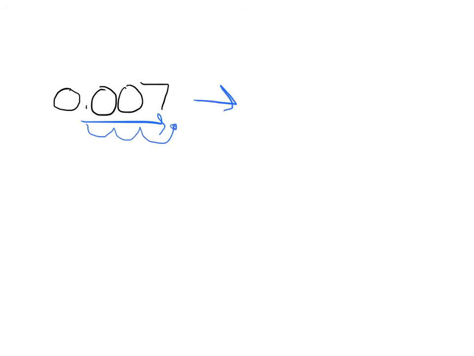Let's take one more example. So let's say I have 0.007, or 7 1,000ths. So I'm going to have to move the decimal point 3 places to the right. I need to go this way, and I'm going to have to move it 1, 2, 3, because I'm going to want my decimal point after my 7. So I'm going to have to move it 1, 2, 3 places.